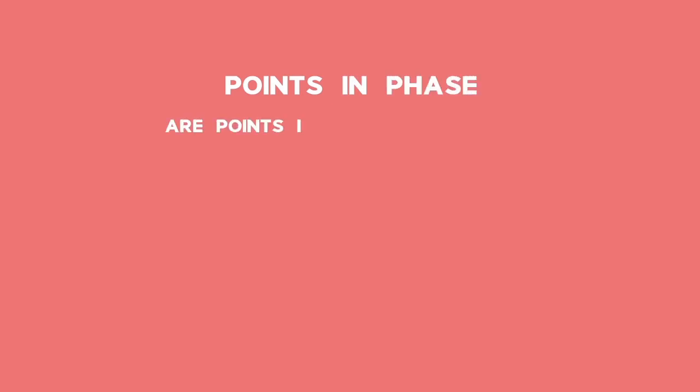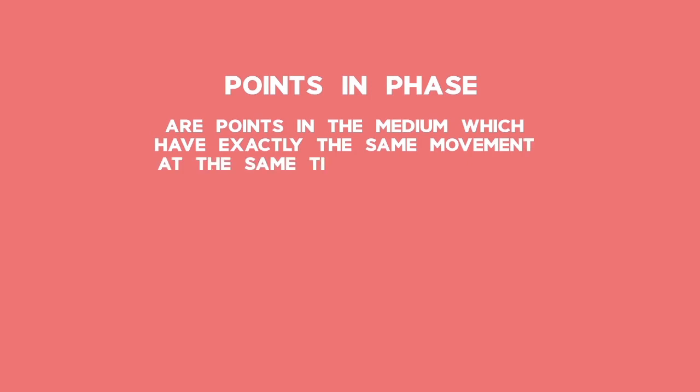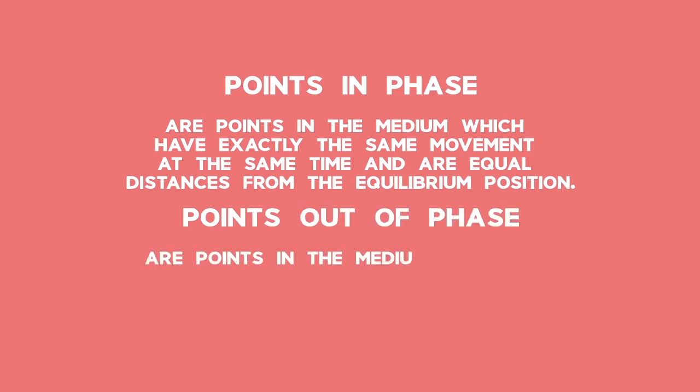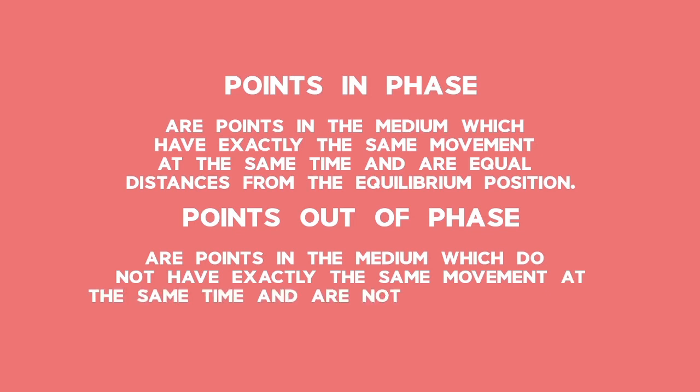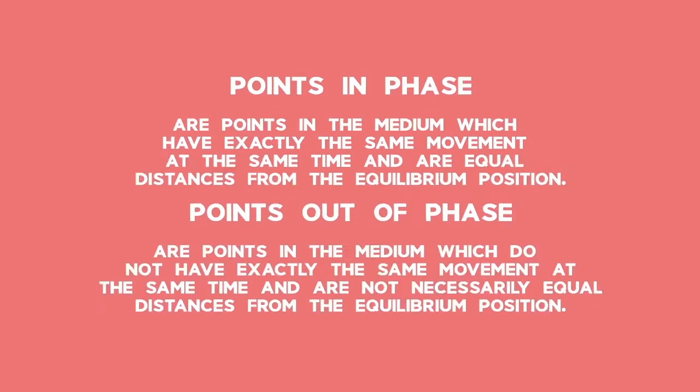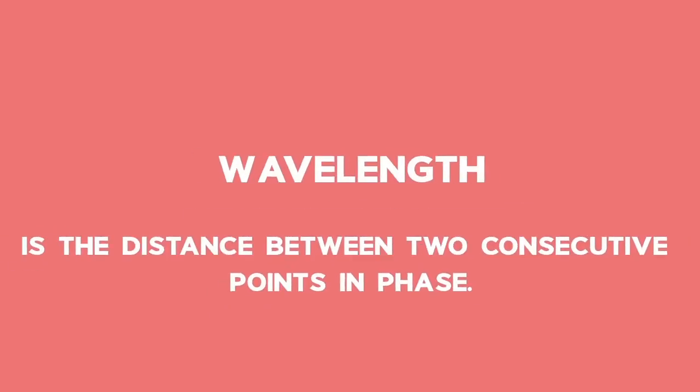Points in phase are points in the medium which have exactly the same movement at the same time and are equal distances from the equilibrium position. Points out of phase are points in the medium which do not have exactly the same movement at the same time and are not necessarily equal distances from the equilibrium position. Wavelength is the distance between two consecutive points in phase.